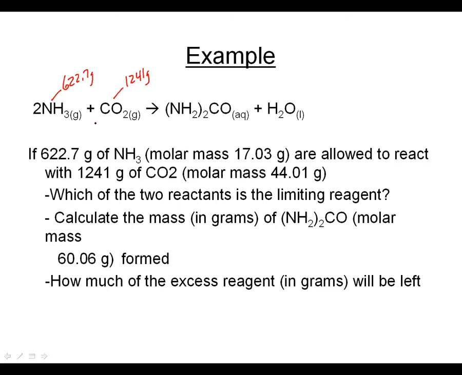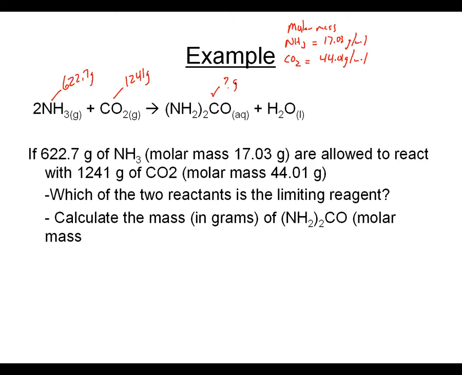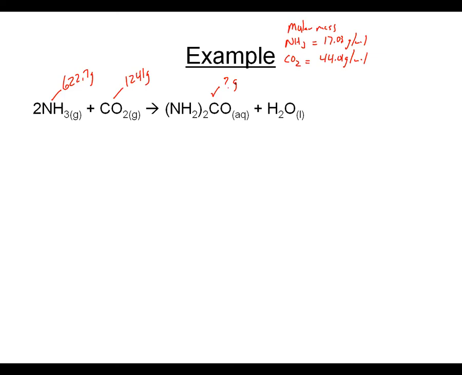They were nice enough to give us the molar mass from the periodic table. So the molar mass of NH3 from the periodic table is 17.03 grams per mole. And the molar mass of CO2, adding up all the parts, is 44.01 grams per mole. And we want to know how much of this guy we will actually make. I'm just going to roll this back and use the empty space here to do that.